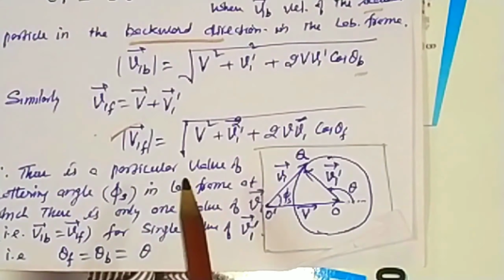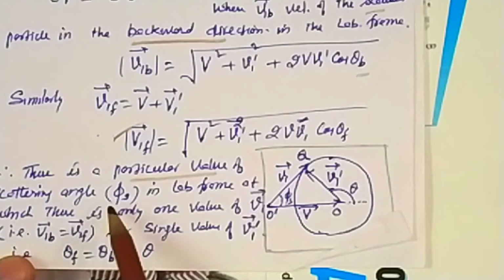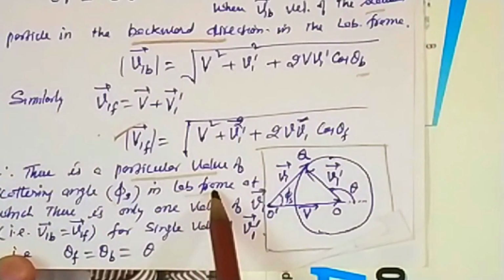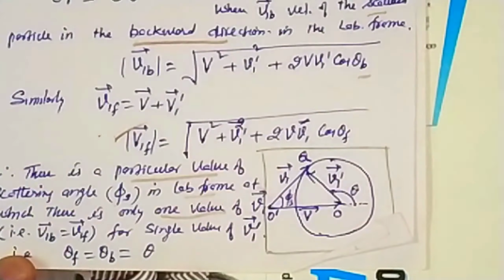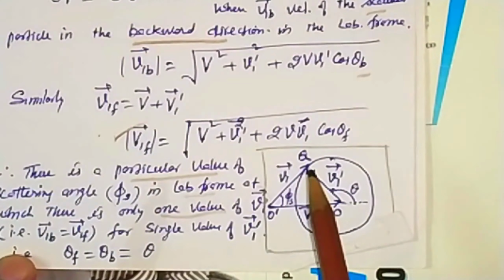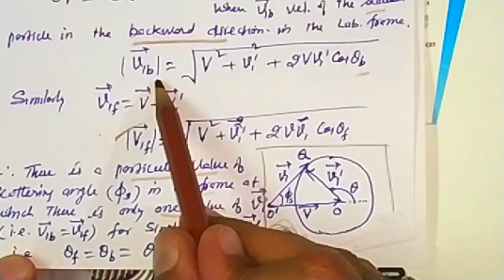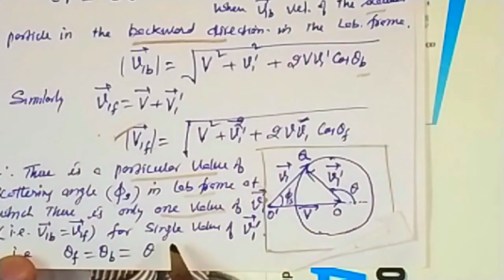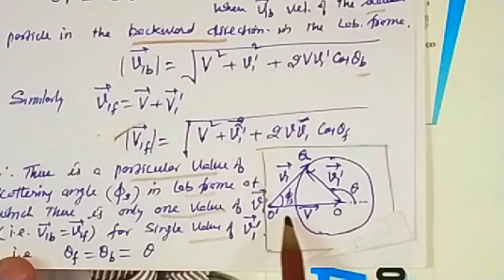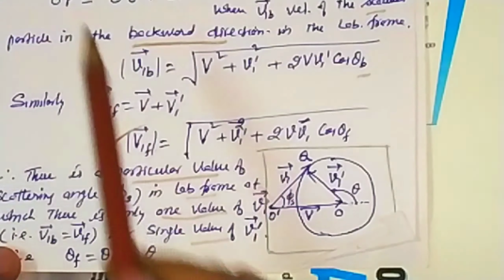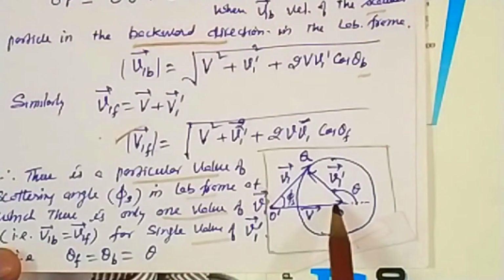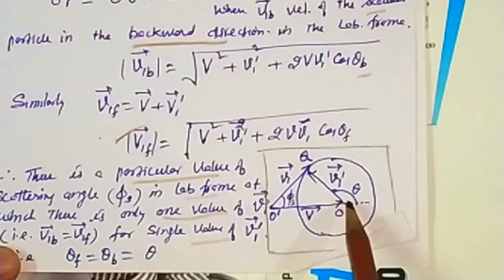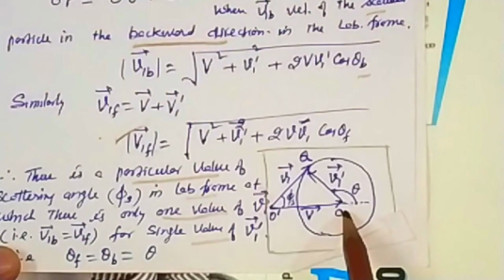There is a particular value of scattering angle in lab system at which there is only one value of V1 dash, that is, V1B must be equal to V1F. So this value can be guessed from this figure. So if we bring this O dash close to O, a particular case arises in which the O dash O vector length is equal to OQ, that is, O dash O is equal to OQ.